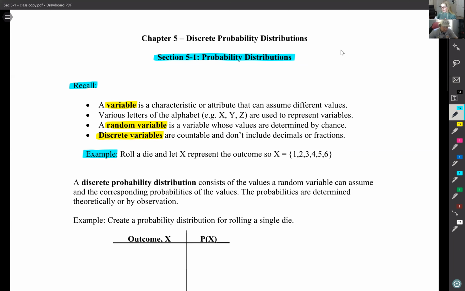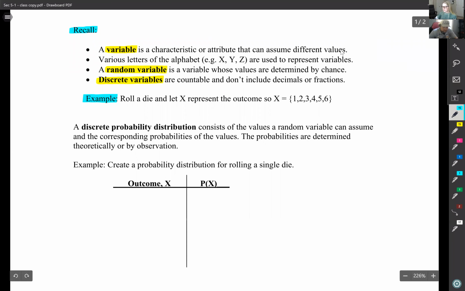Okay. So now that we talked about that example, let's define what a discrete probability distribution is. A discrete probability distribution consists of the values a random variable can assume and the corresponding probabilities of the values. The probabilities are determined theoretically or by observation.